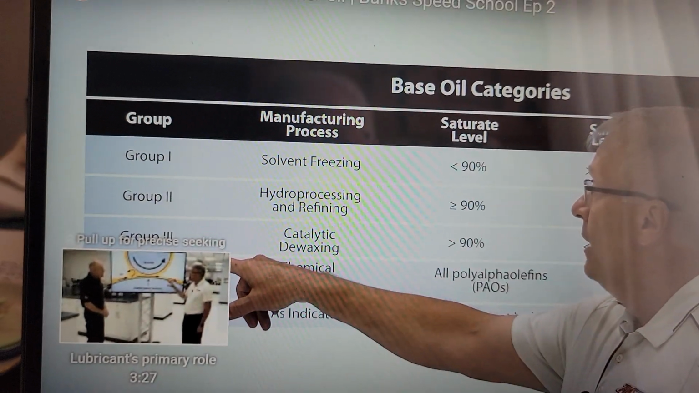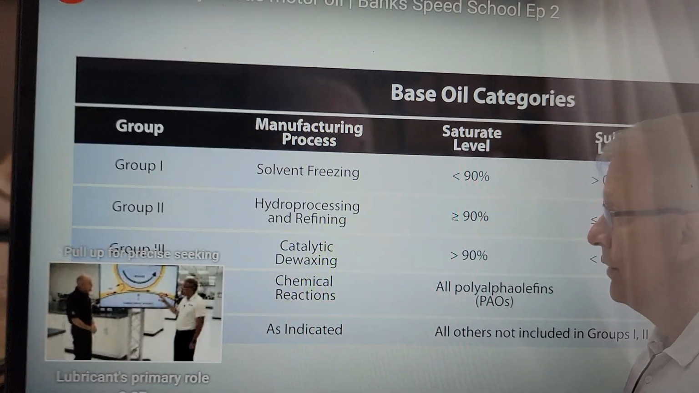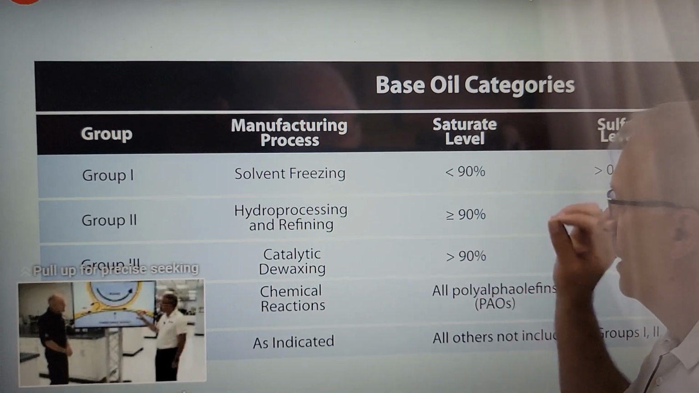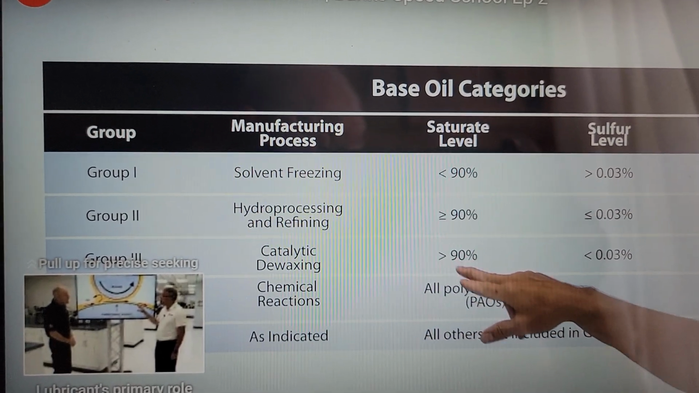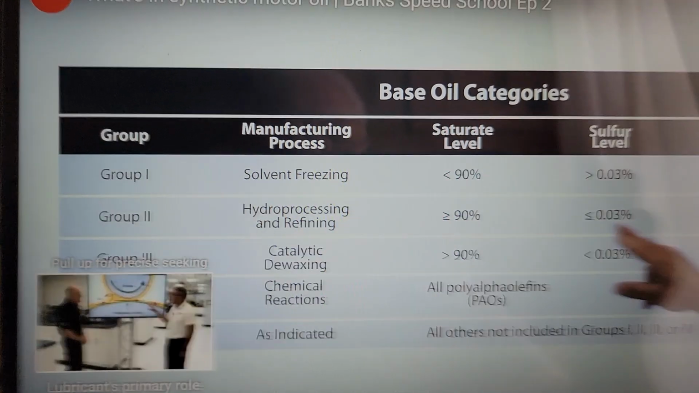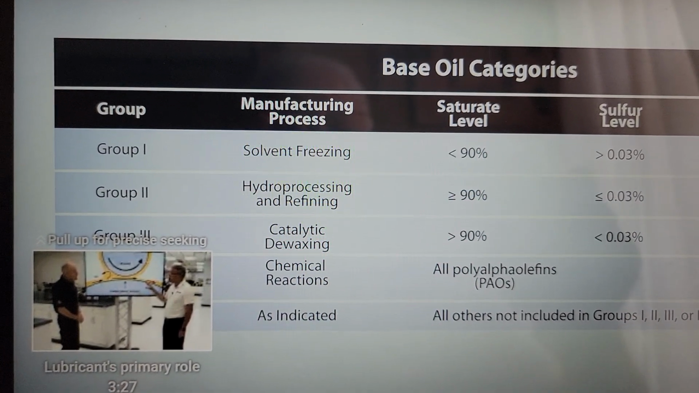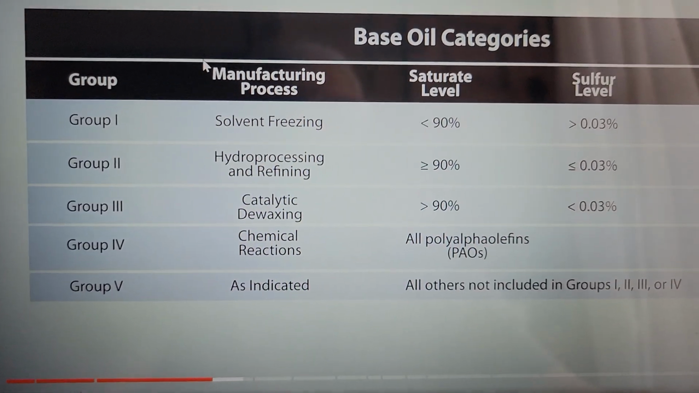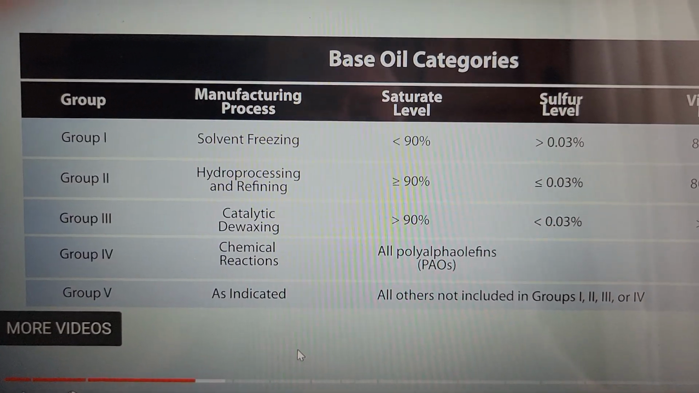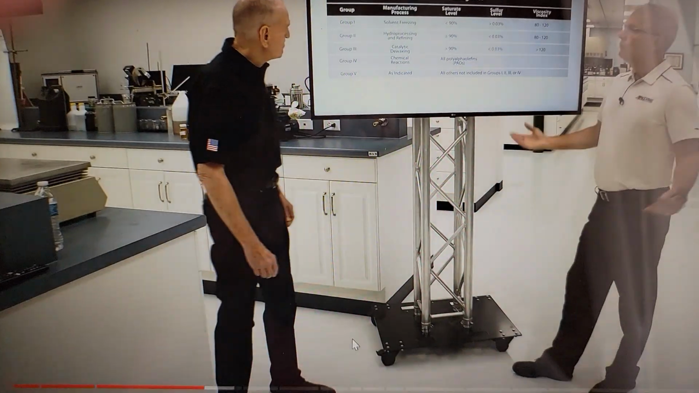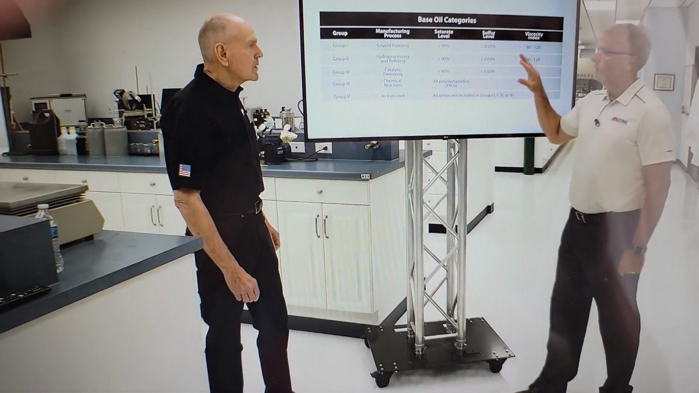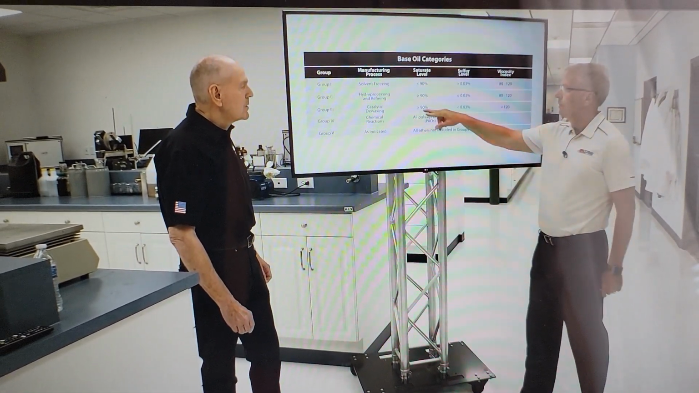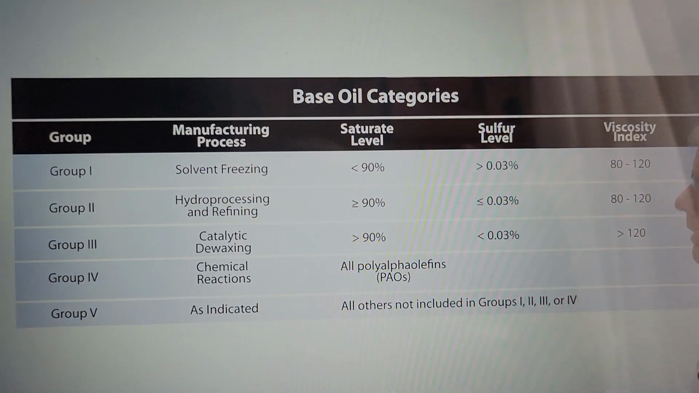So group 3 base oils are still base oils that come out of the ground, but they're so highly refined, dewaxed, and hydroprocessed that we get way above 90% for the saturate levels. The sulfur level continues to go down, and we get this great viscosity index, so greater than 120. Yeah, greater than 120. AMSOIL uses group 3 base oils. They're very good base oils, and there are different kinds from different manufacturers. We use group 3 base oils regularly on some products.